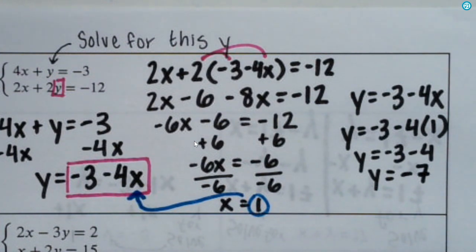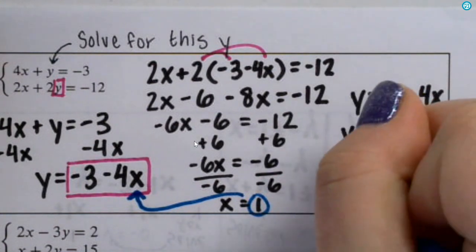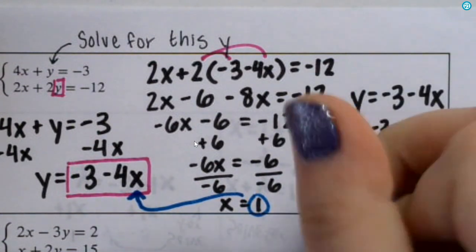And then my last step, step 6, is to write my answer as an ordered pair. So if I write my answer as an ordered pair, x comes first. So this is (1, -7). That's my final answer.